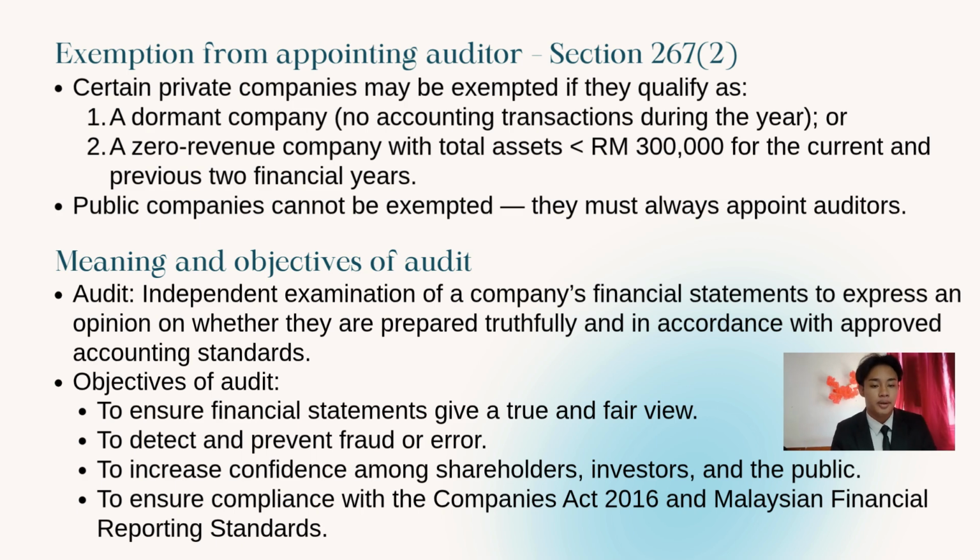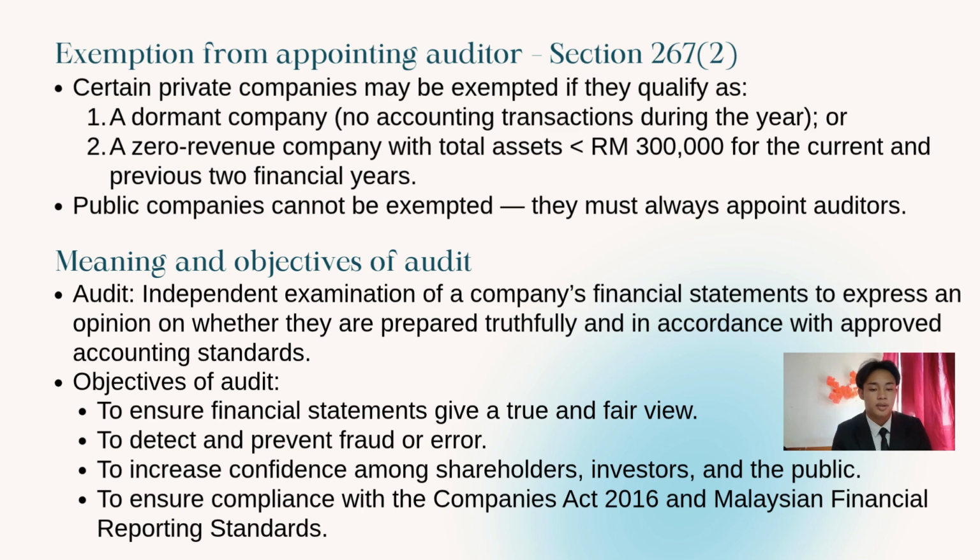Exemption from appointing auditors, Section 267, Subsection 2. Certain private companies may be exempted if they qualify as: first, a dormant company, with no accounting transaction during the year, or a zero revenue company with total assets below 300,000 ringgit for the current and previous 2 financial years. Public companies cannot be exempted; they must always appoint auditors.